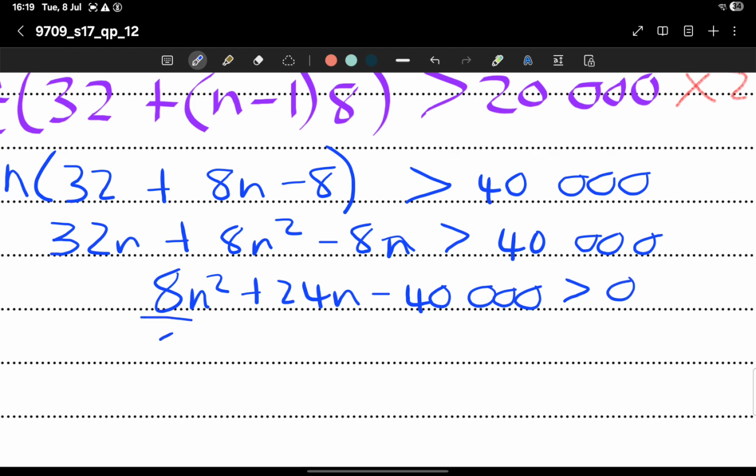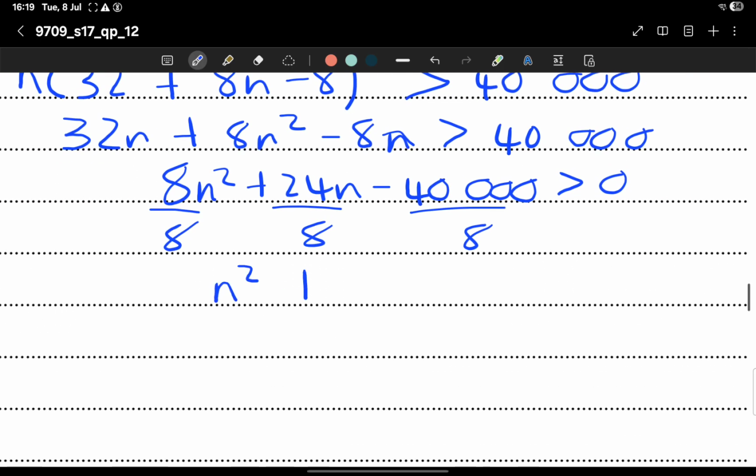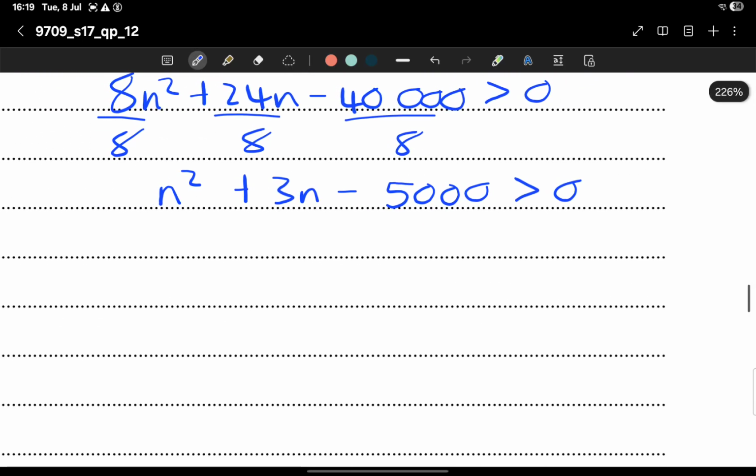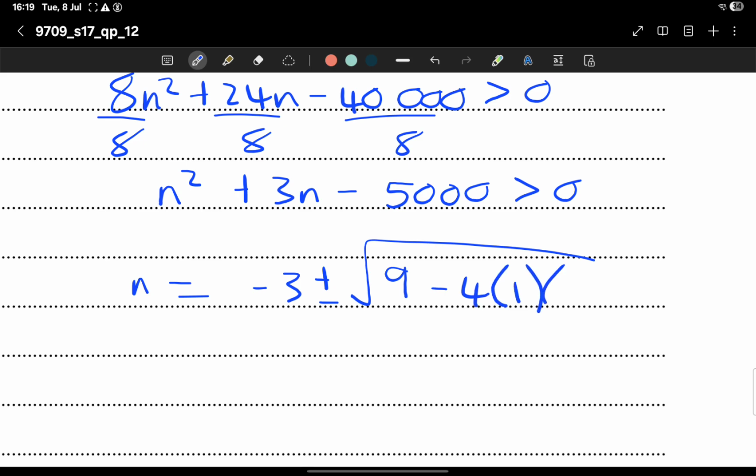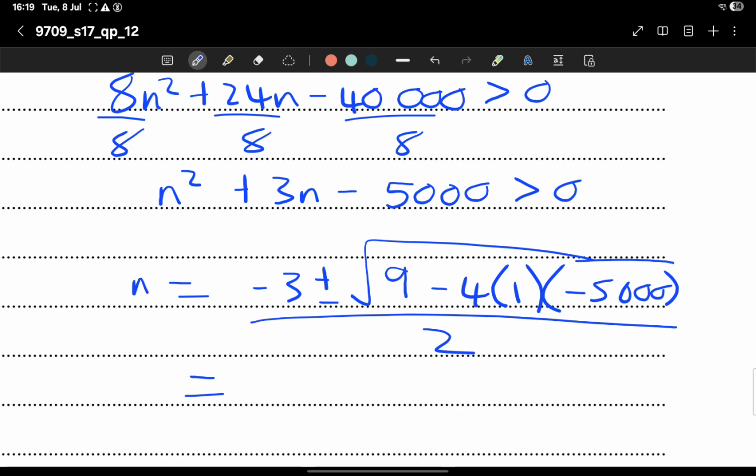Then we divide everything by 8. We're surely going to get n squared plus 3n minus 5,000 greater than 0. Then we use our quadratic formula. So we're going to say n is equal to minus 3 plus or minus root of 3 squared, which is 9, minus 4, a which is 1, c which is minus 5,000, over 2a, which is just 2. And this is going to give us two values of n.